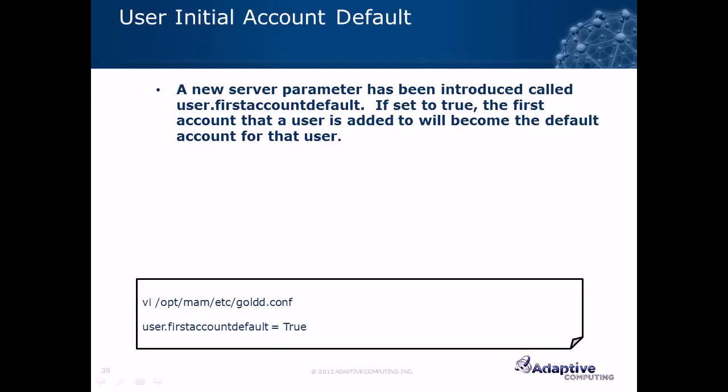Another request is that when you add a user to an account, many people want that to become that user's default account. So that if they only belong to one account, they shouldn't need to specify an account when they charge. That saves you a step of having to add the user to an account and then also set that as their default account. So the first account that they're added to becomes their default account if you set this parameter in goldie.conf.